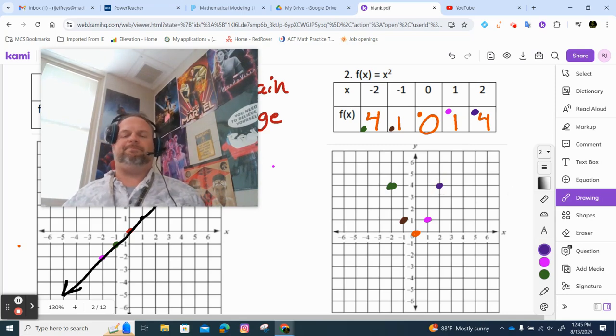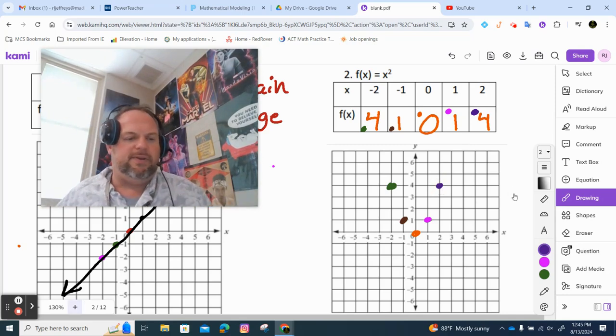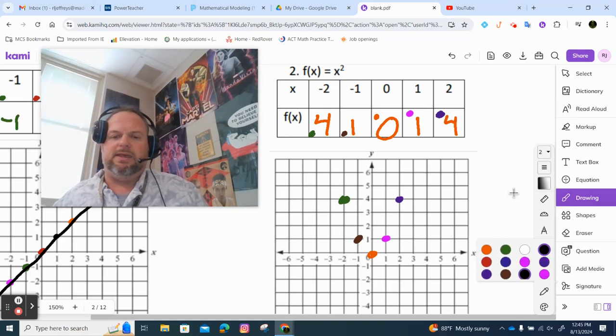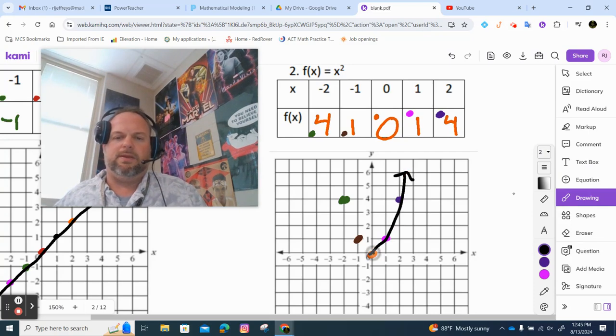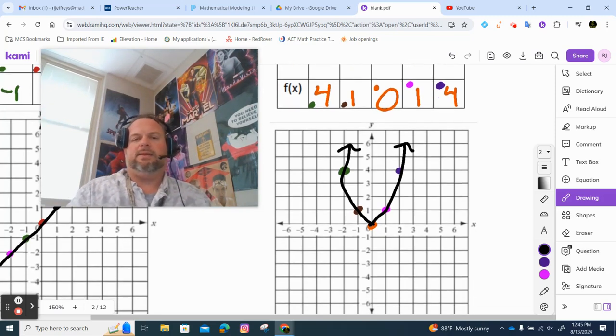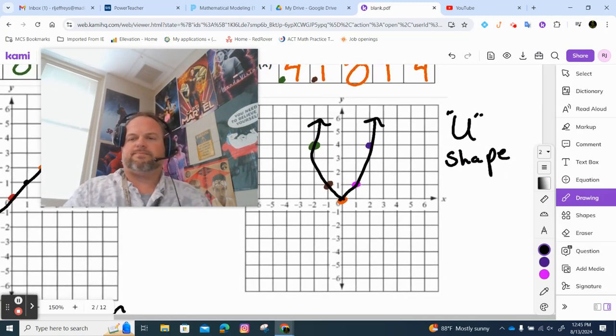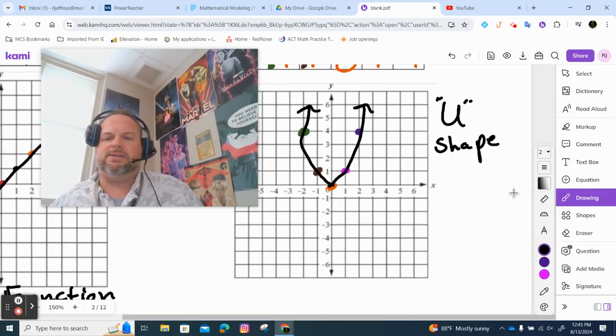All right. Now, I'm fixing to probably butcher this pretty good. All right. This graph, when you connect it, should curve. Okay. This is supposed to have a U shape. And it's called a quadratic function.